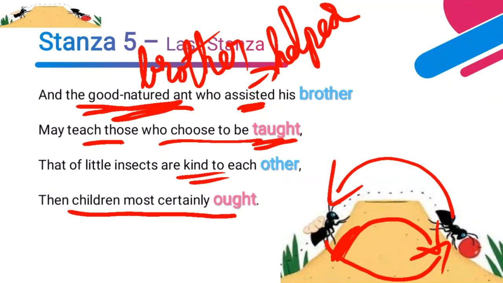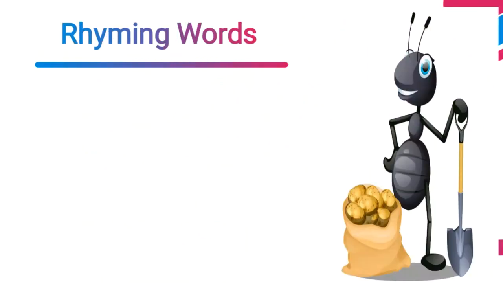So children, here you are learning two things. What are the two things? You should not be selfish like the neighbor ants. And the second thing, you should help the needy people like the good-natured ant. So this is the thing you are learning from here. Okay children, this is the thing the poet stressed here. Now let's learn some rhyming words from the poem.